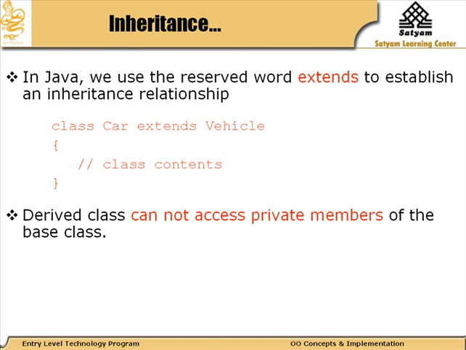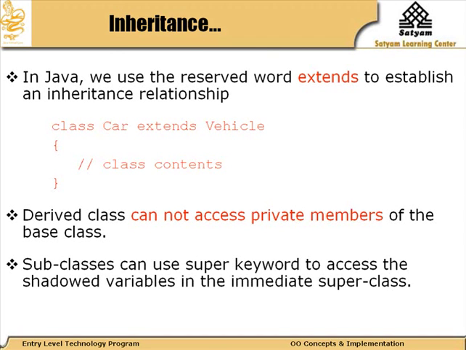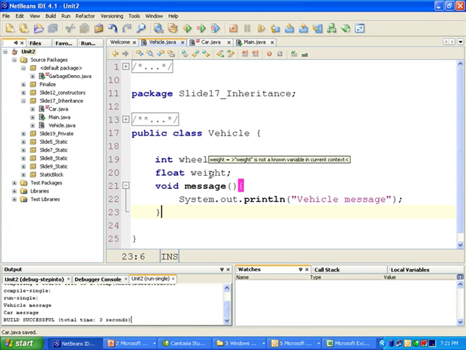Derived classes cannot access private members of the base class. As discussed earlier, only permitted members of the base class are accessible to the derived classes. Subclasses can use the super keyword to access the shadowed variables in the immediate superclass. Super.super is not valid.